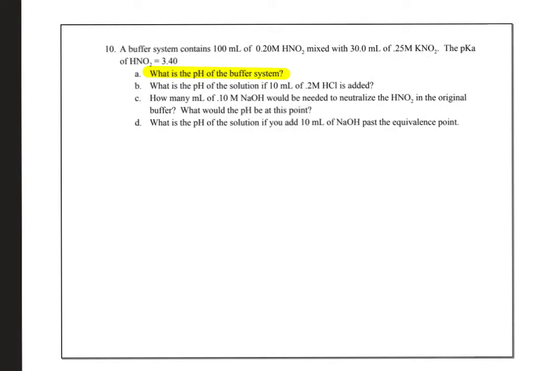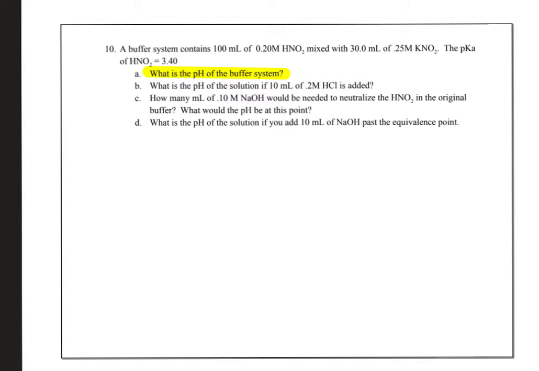Okay, so we have a buffer. It's already a buffer because it contains a certain concentration of a weak acid and a certain concentration of a salt, and that salt happens to have the conjugate base of the weak acid. The pKa of the acid is provided. So letter A just wants us to find the pH of the buffer that already exists.